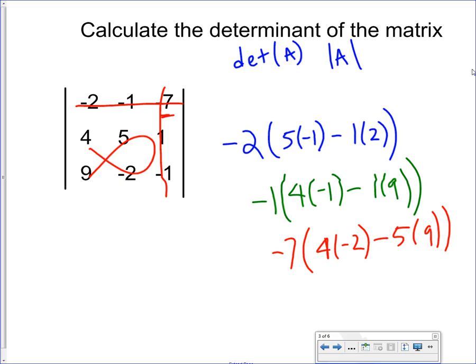And then the last piece is putting these together. You're going to take the first piece as is. You're going to subtract the second piece and add the third piece. This is the setup for the calculation. Now at this point it's just simplifying. It's just a ton of arithmetic.